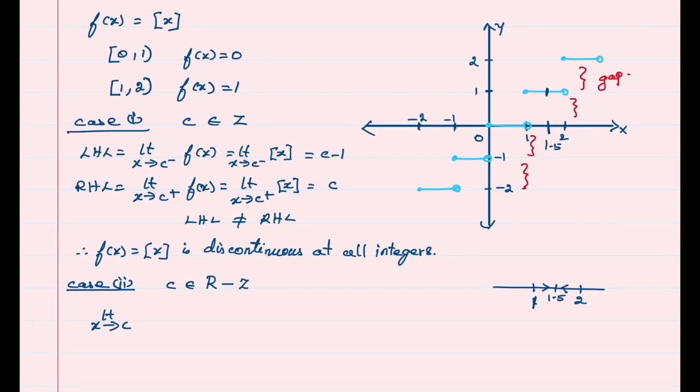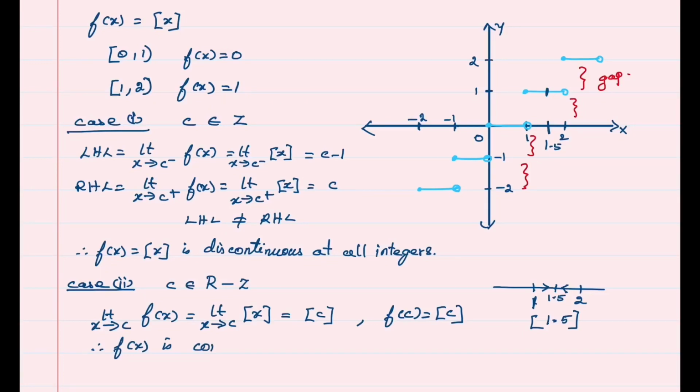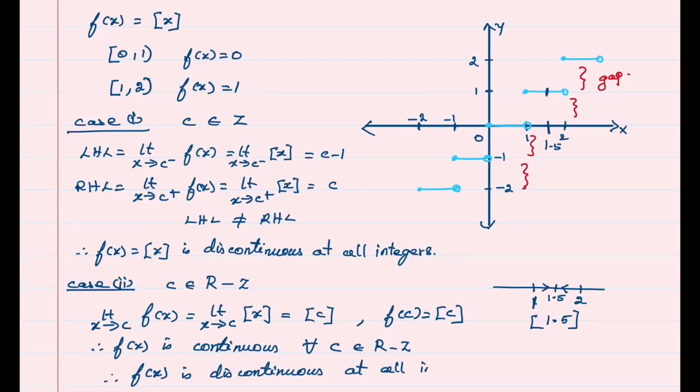Limit as x tends to c, where c is a non-integral value, of f of x, is limit as x tends to c of the greatest integer function of x, which becomes the greatest integer function of c. That is the greatest integer function of 1.5. Whatever value we are taking for c, the greatest integer function of that we will get. And f of c is also the same value. Both are equal. Therefore, f of x is continuous for all c belonging to R minus Z. Therefore, we conclude that f of x is discontinuous at all integers. For non-integers, it is a continuous function.